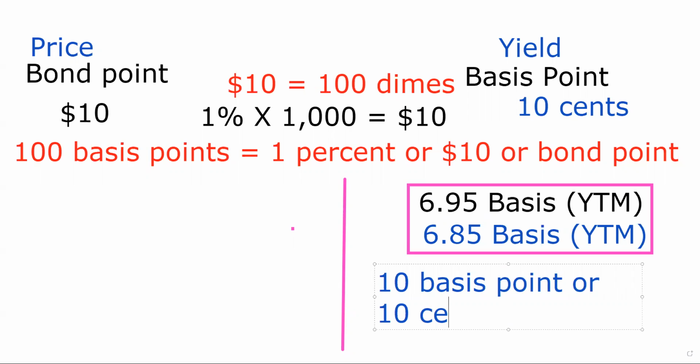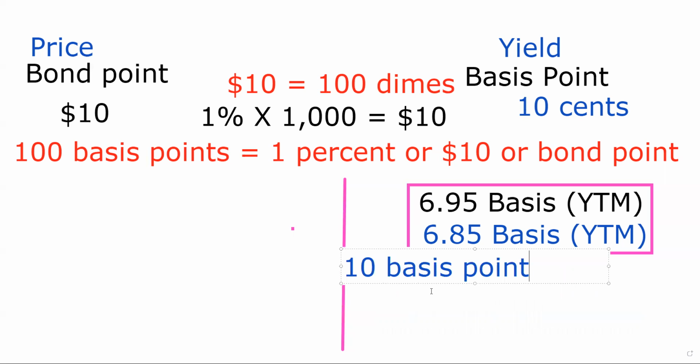Or 10 cents, right? What I'm doing here is I'm just taking the difference and then I'm going to multiply that by 10. 10 basis points times 10 cents. And boom. And hopefully that would be one of our answers, which means it's changed by $1, right? So that would be the answer. You would tell me that the approximate dollar change in price is $1. 10 basis points. I just told you a basis point is 10 cents, or 1/100th of a bond point.